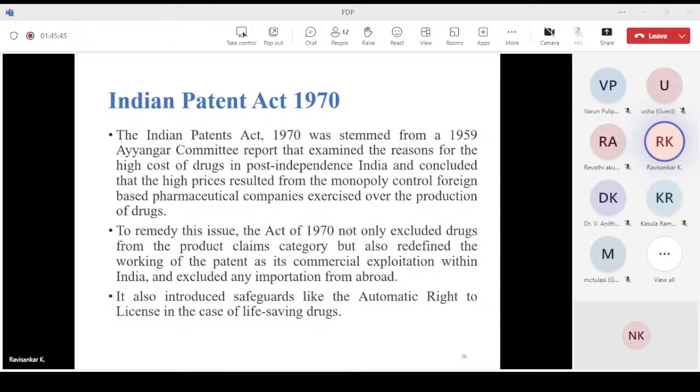So the Indian Patent Act 1970 stemmed from the 1959 Iyengar Committee report, which examined the reasons for the high cost of drugs in post-independence India, and concluded that high prices resulted from the monopoly of foreign-based pharmaceutical companies over the production of drugs. To remedy this, the 1970 Act not only excluded drugs from the product claims category, but also redefined the working of a patent as its commercial exploitation within India and excluded any importation from abroad. It also introduced safeguards like the automatic right to license in case of life-saving drugs.